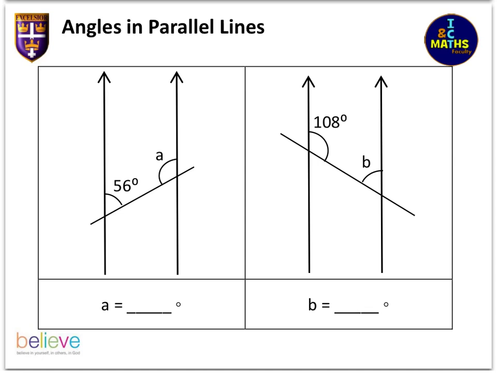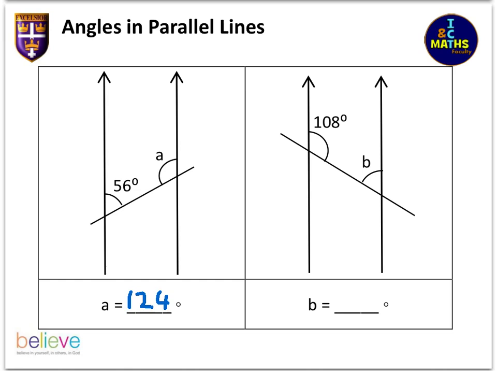Now again, on these ones we're going to use our allied angle property to find out what the missing angle is. So in this case, I spot that I've got one marked as 56 degrees, and I'm asked to try and find out what A is. These are allied angles because they are on the same side of the line that crosses the parallel lines, and they're both inside the parallel lines as well. So this 56 and whatever A is must add up to make 180. To find A, I do 56 taken away from 180. If you do that, you get 124 degrees.